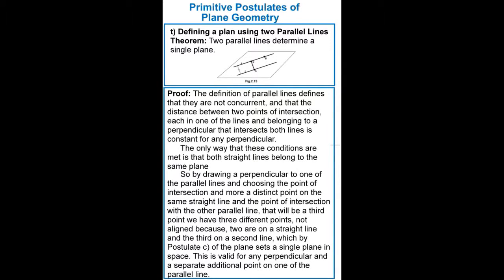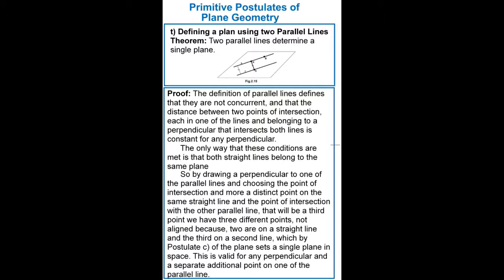In this slide, it presents a theorem whose statement says that 2 parallel lines determine a single plane. The proof is shown in Figure 2.15, presented on the slide, where 2 parallel lines S and T are presented, which are intercepted by the line KA. Also marked on line S is a point B different from point K.